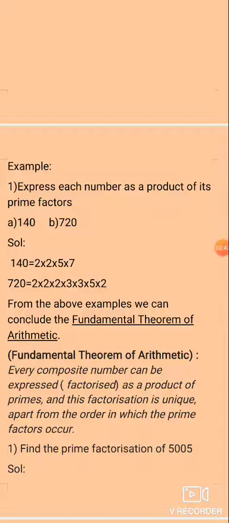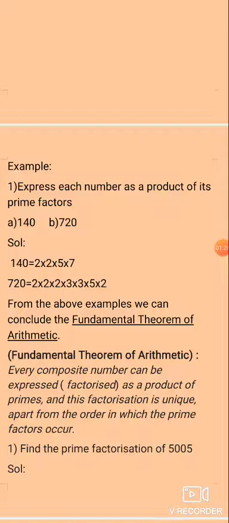Now, first question, express each number as a product of its prime factors. So, two examples are here. One is the number 140, then the second one is the number 720. We need to find the product of prime factors of each of these two numbers. So when we consider 140, we know prime factorization. Last year, in 8th class, we studied how to find the prime factorization of numbers. So 140 is a composite number. When we consider prime factors, how can we split it?